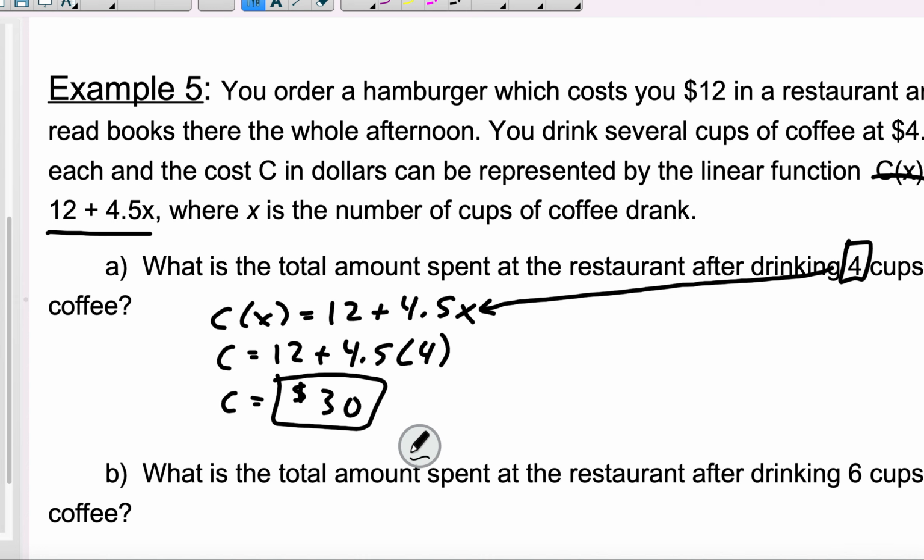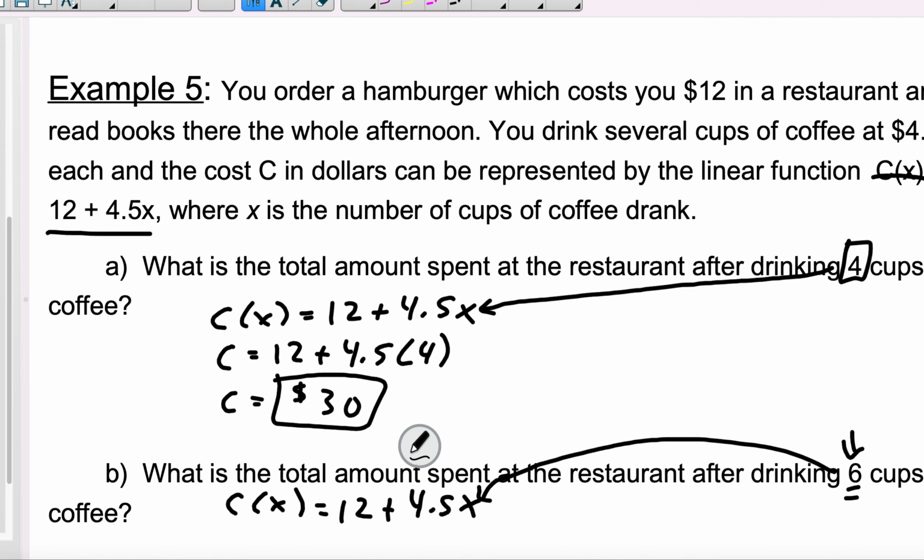So now what happens if you drank 6 cups of coffee? Well, let's do that again. So C of x equals 12 plus 4.5 times x. We're going to take that 6 and we're going to plug it in there for x. So we get 12 plus 4.5 times 6. And when I did that, I got $39.